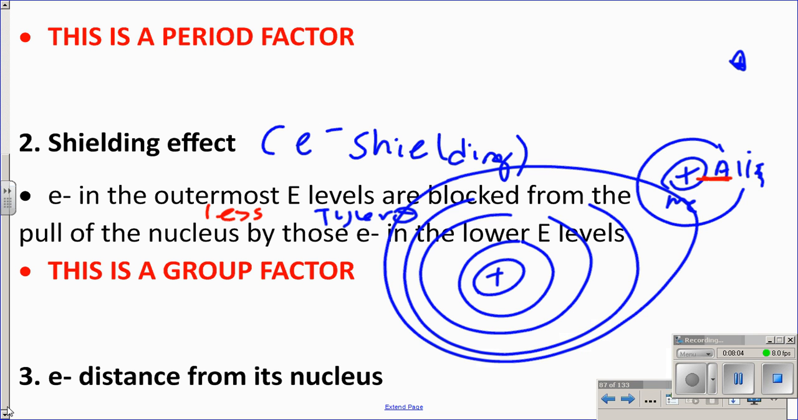Anyway, you only talk about the shielding effect when you are going down or up a group, because that's the only time you're building or losing energy levels. You never talk about the shielding effect across periods. You talk about what across periods? Atomic radius is going to be related, but what was that factor? Right, effective nuclear charge.